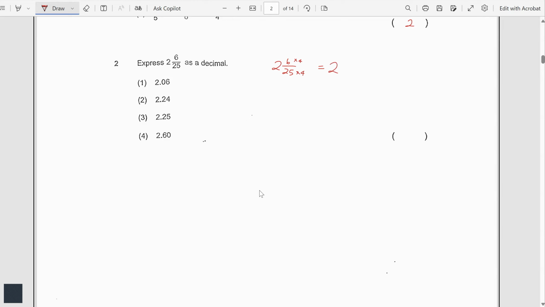So keep the 2 whole, the 2 whole is still there. So this is over 100, and then we have 24/100. So this in decimal is 2.24. 24 hundredths is 0.24. Okay, so answer is 2.